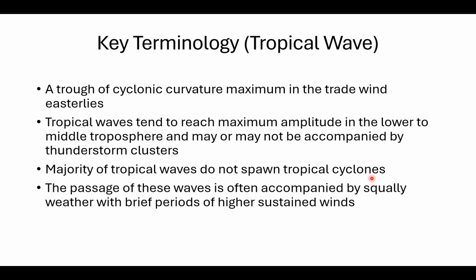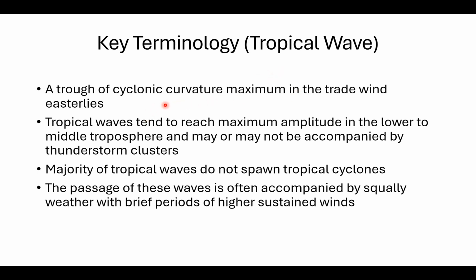All right. Additionally, we have other key terminology. So let's take a look at tropical wave. This is simply a trough of cyclonic curvature maximum in the trade wind easterlies. In the tropical areas, we have two zones of winds known as the trade wind easterlies. When I say two zones, I'm talking northern and southern hemisphere. In the northern hemisphere, we have the northeasterly trade winds, and in the southern hemisphere, we have the southeasterly trade winds. So generally, the wind direction in the tropics is from the east.